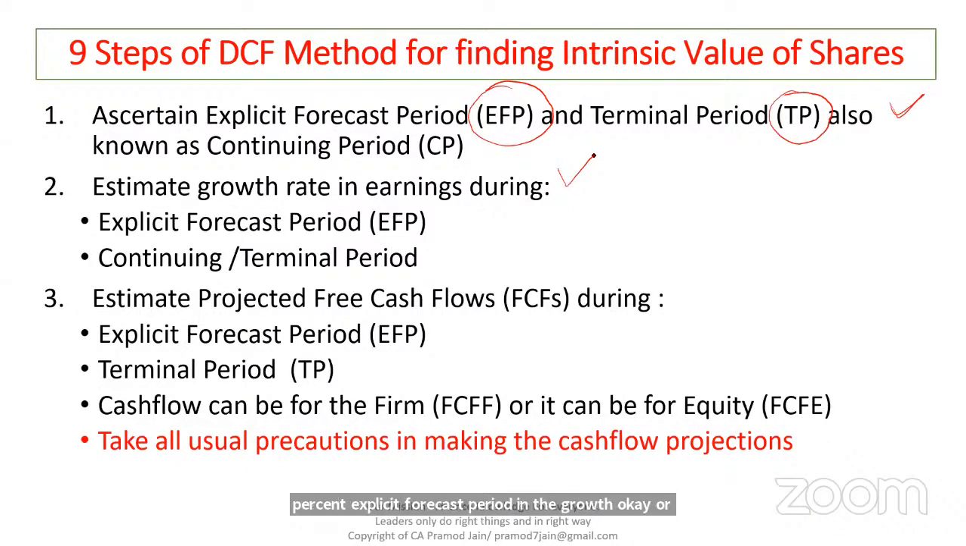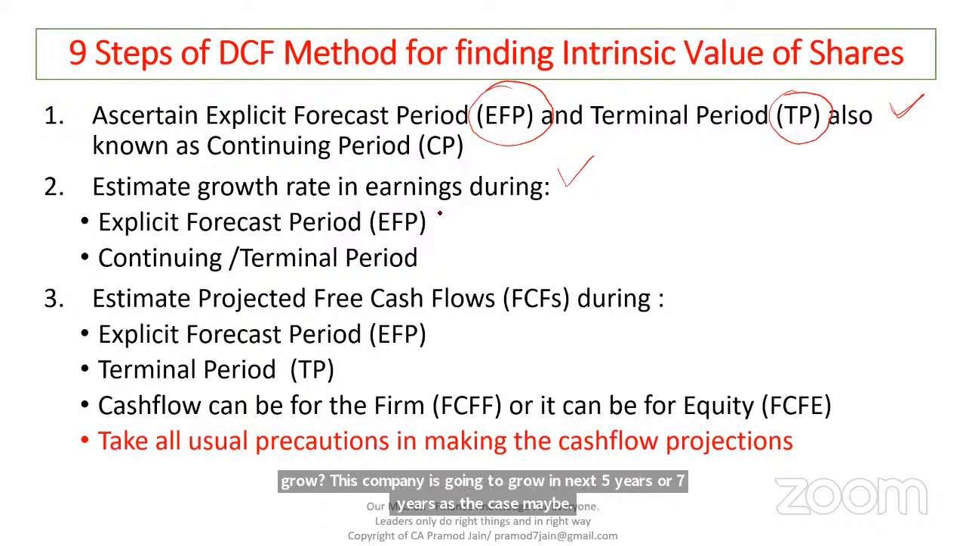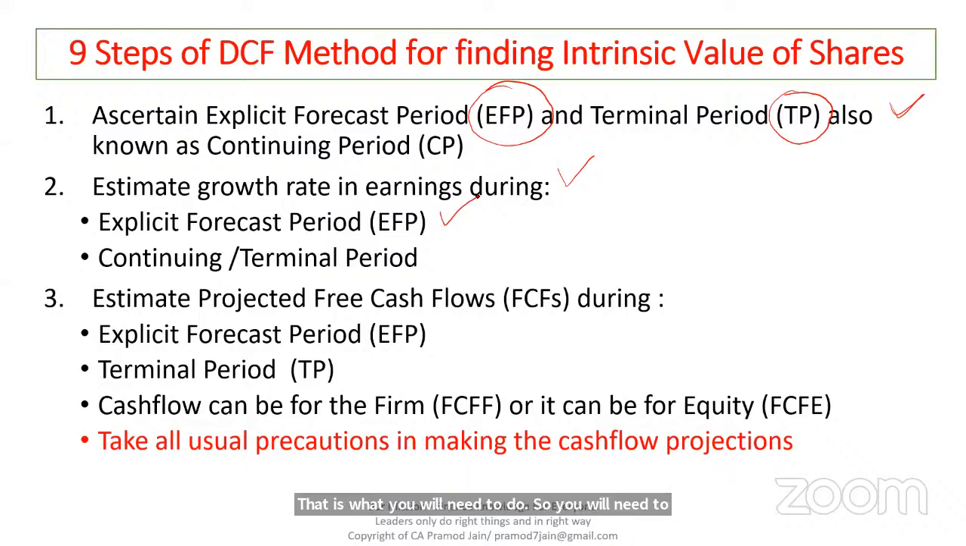So when you have to do a valuation, when you get an assignment to work on valuation, what you need to do is, in consultation with the management of the entity or with your research and understanding of the economy and the industry, find out at what rate this industry is going to grow, and this company is going to grow in the next 5 years or 7 years, as the case may be. That is what you will need to do. So you will need to find out the growth rate during the explicit forecast period and also during the terminal period. Then you come to step number 3.